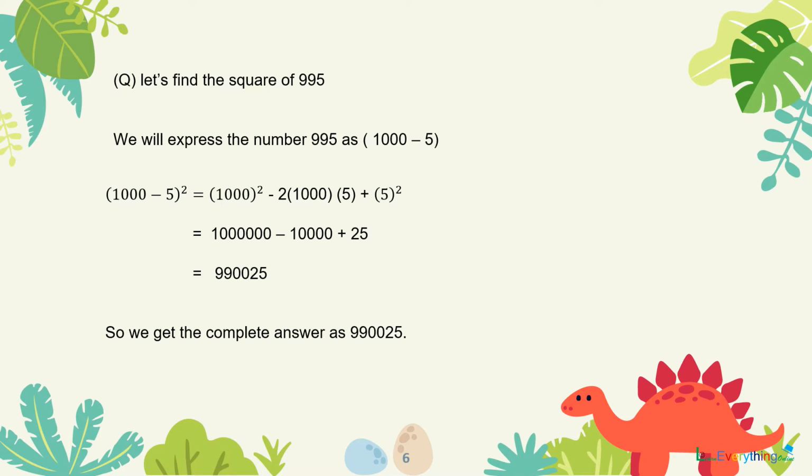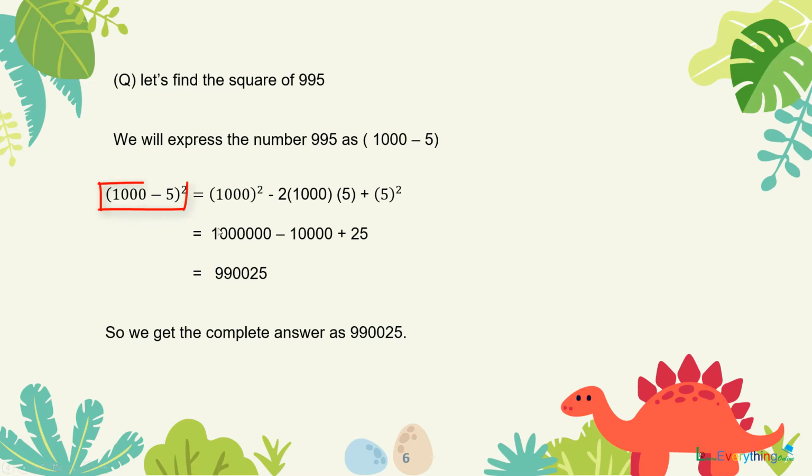Now let's find the square of 995. We express the number 995 as 1000 minus 5. Now why do we take it as 1000 minus 5? When we break the number into two different numbers, we can easily put those two values in the formula of a minus b and we can solve the sum.